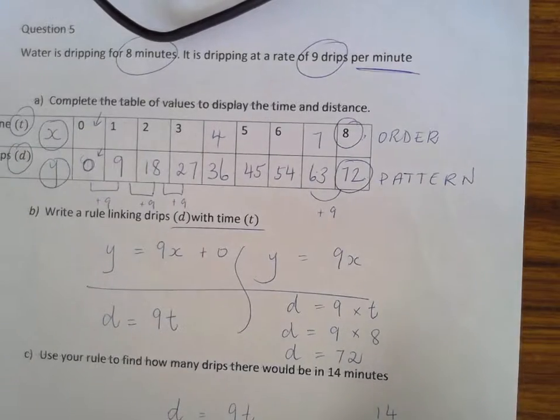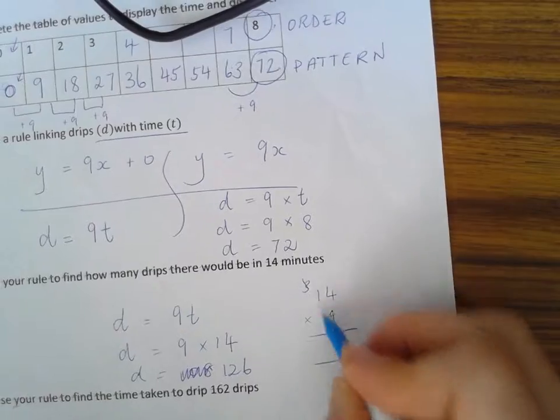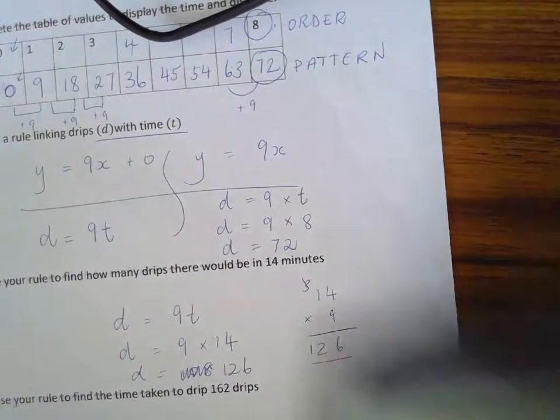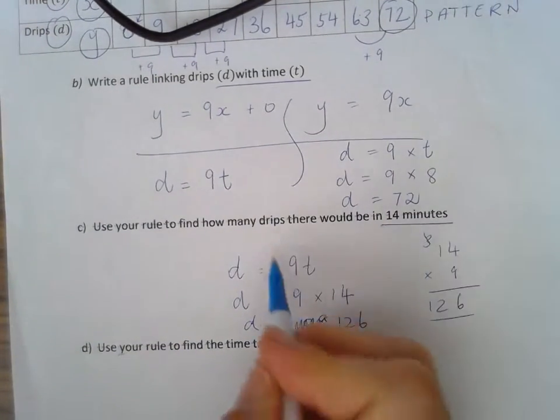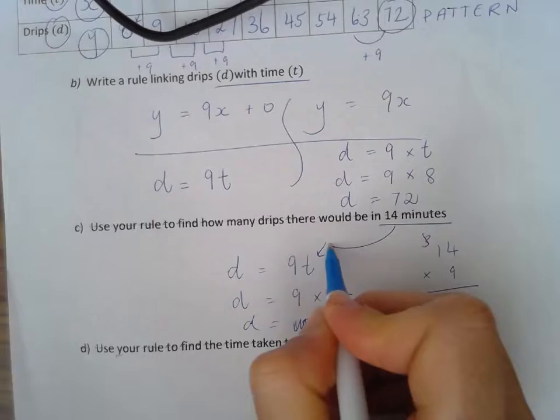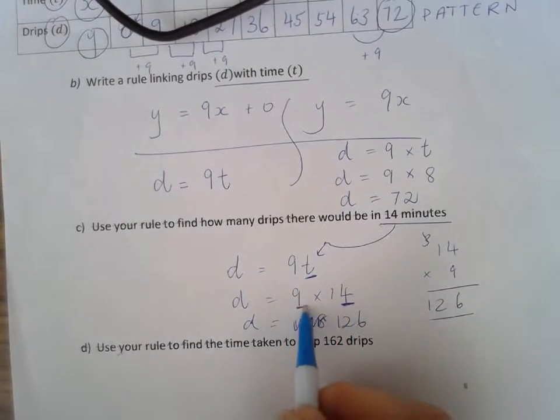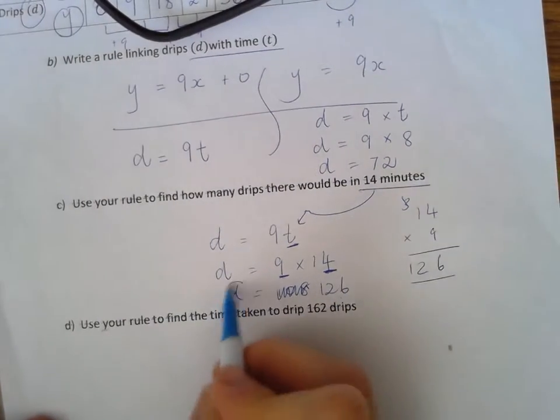Or you could go 4 9s are 36, 1 9 is 9, and 3 is 12. Or you can use your calculator, but it is the fact that we have 14 minutes, so the 14 minutes got slotted in for your time, and we worked out our rule that it's just 9 times your 14 to give you 126. D for drips.